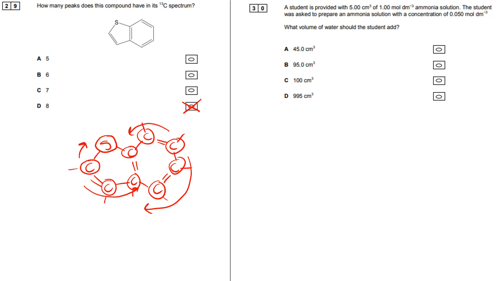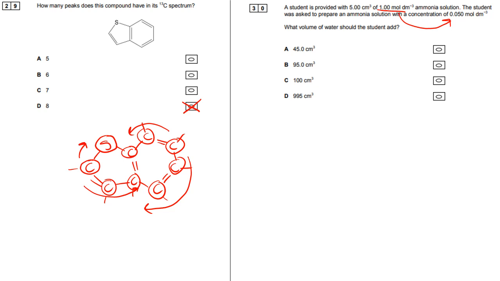Question 30. A student is provided with 5 centimeters cubed of 1 mole per decimeter cubed ammonia solution. The student is asked to prepare an ammonia solution with a concentration of 0.05 moles per decimeter cubed. So what volume of water should the student add? So you've got a concentration of 1 mole per decimeter cubed. How do you get from 1 mole per decimeter cubed to 0.05 moles per decimeter cubed? We have to divide it by 20.